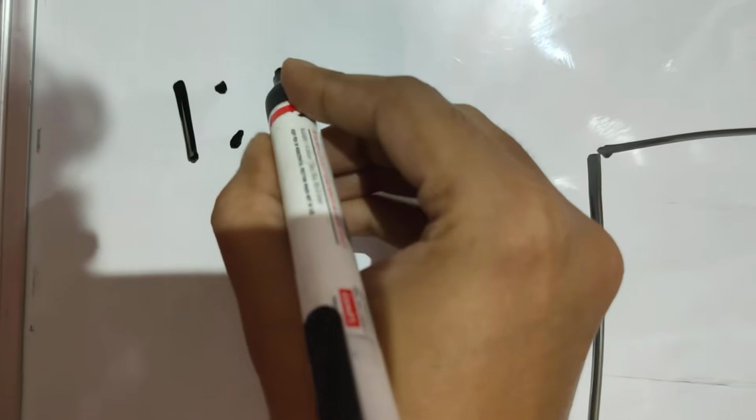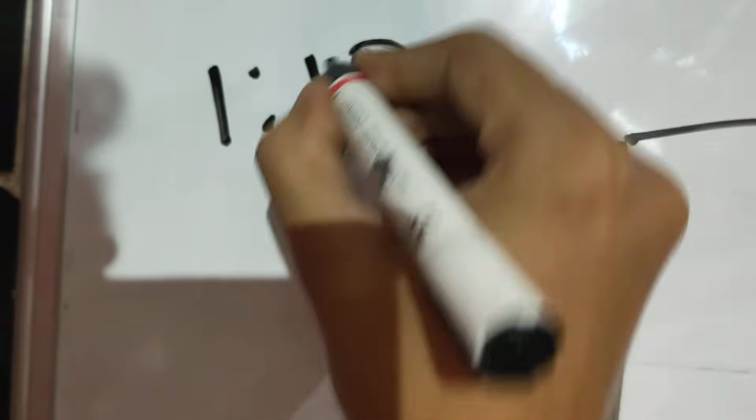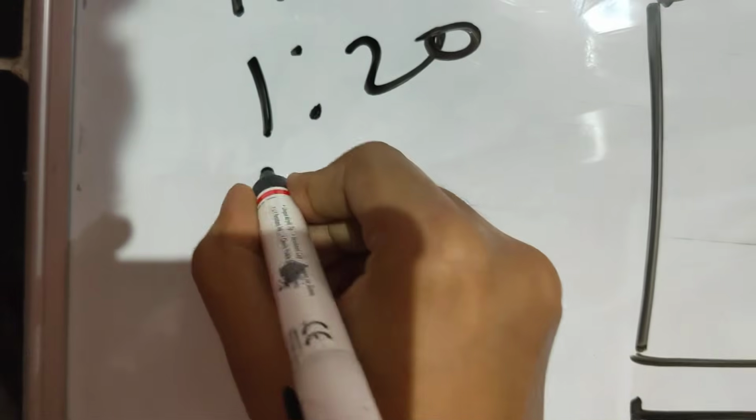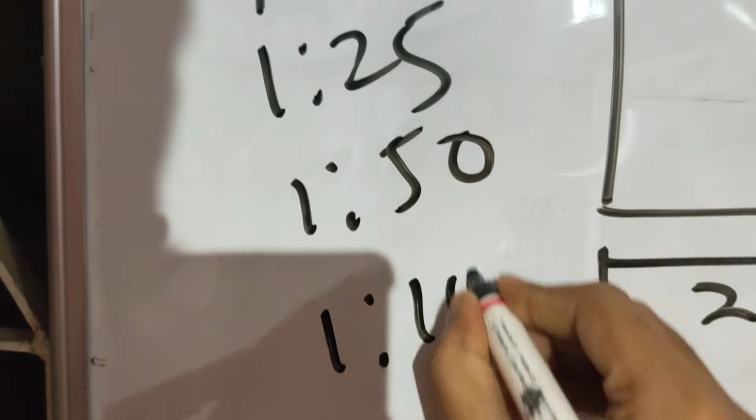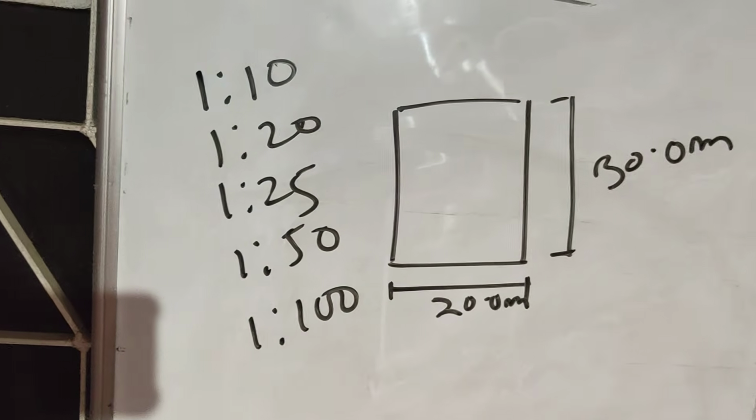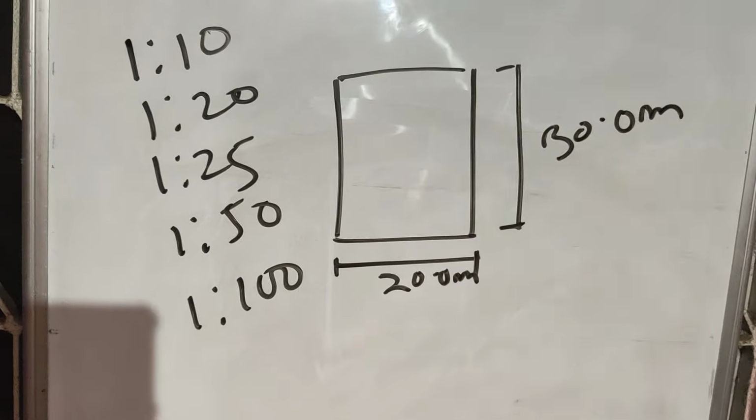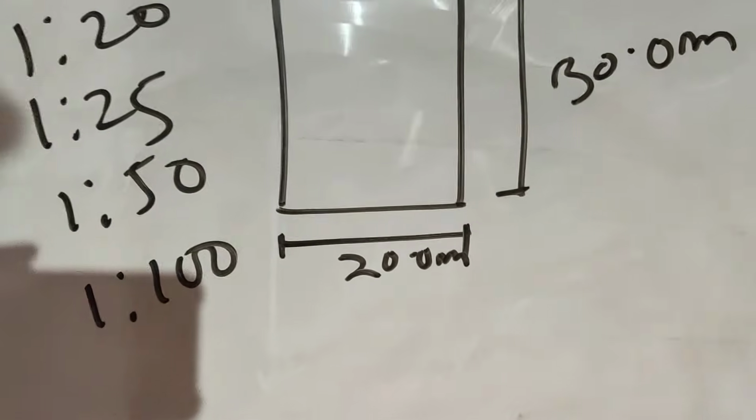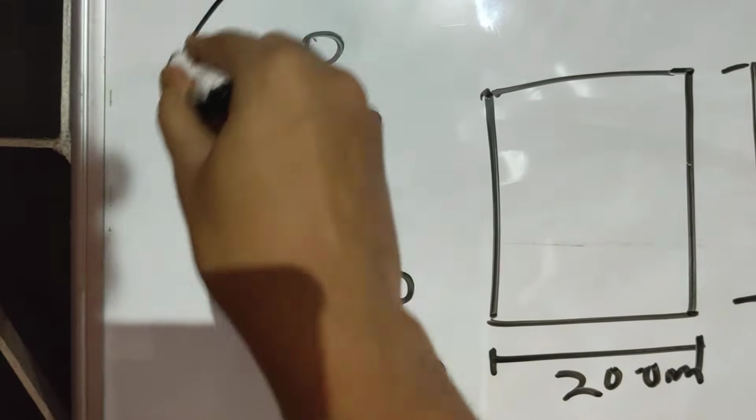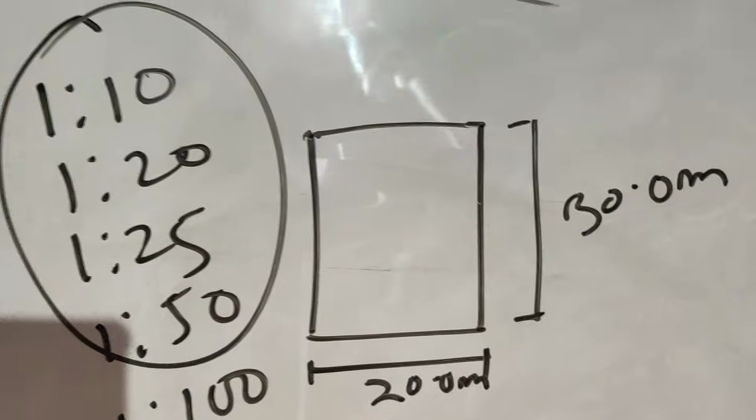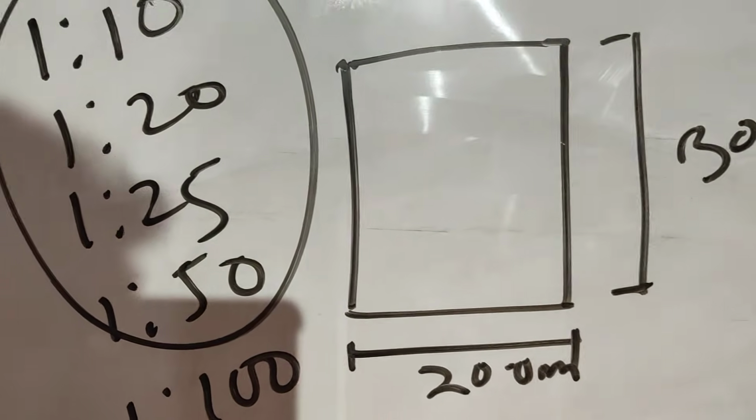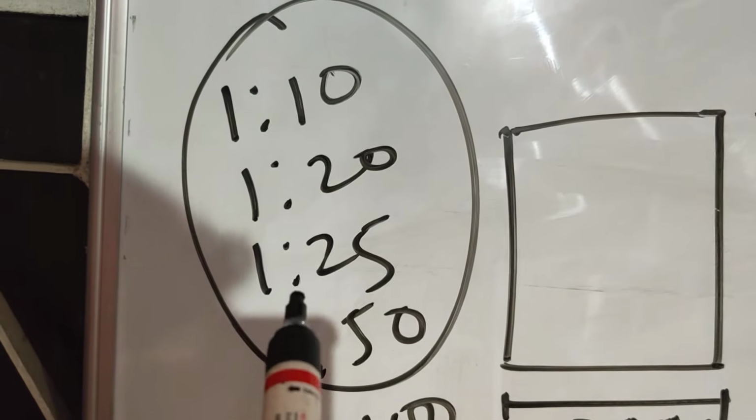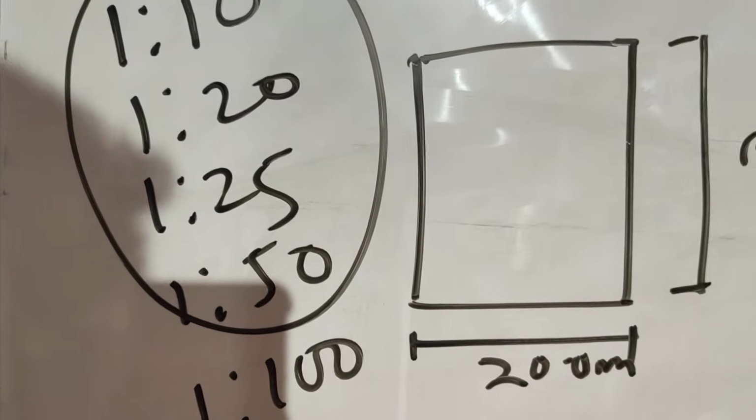The different ratios, the different scales that I adopted, 1:10, 1:20, 1:25, 1:50, these are the commonly adopted scales for the purpose of engineering drawing. And remember one thing, any drawing without a scale is just a drawing. It cannot be called an engineering drawing. Any kind of engineering drawing must be drawn with a proper scale. So any drawing without a scale is not an engineering drawing.